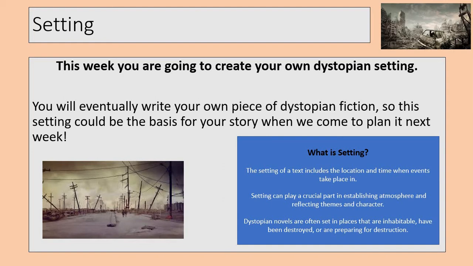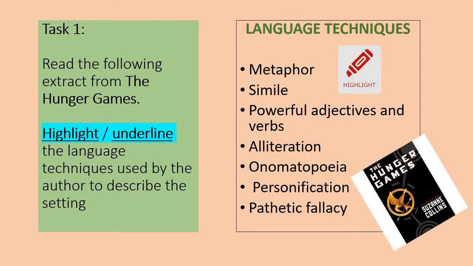And dystopian novels are often set in places that are inhabitable. They've been destroyed or are preparing for destruction. So all of these things will come into play when we look at creating our own setting. The first task that I'd like you to do is to read the following extract from The Hunger Games. So you'll see that in a second.